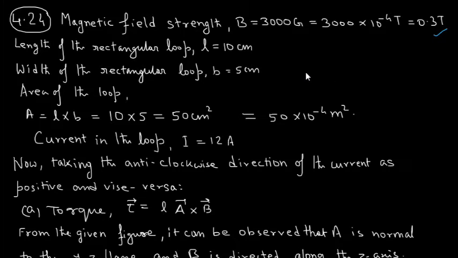Length of the rectangular loop L is equal to 10 centimeter. Width of the rectangular loop B is equal to 5 centimeter. Area of the loop A is equal to L into B, that is 10 into 5, that is 50 centimeter square, which is equal to 50 multiplied by 10 to the power minus 4 meter square. Current in the loop I is equal to 12 ampere. Now taking the anti-clockwise direction of the current as positive and vice versa. A, the torque tau is equal to I A cross B.